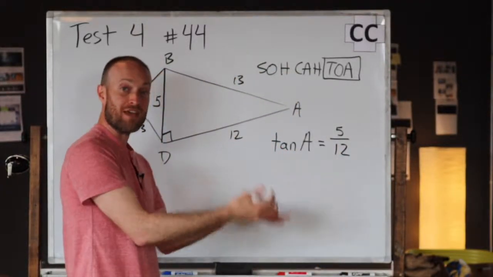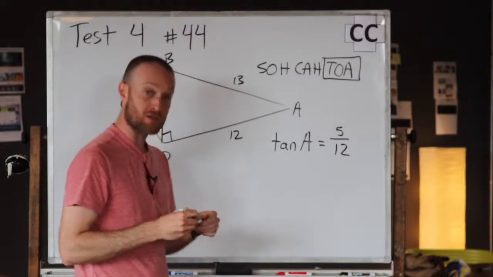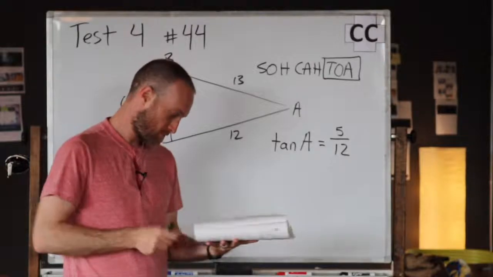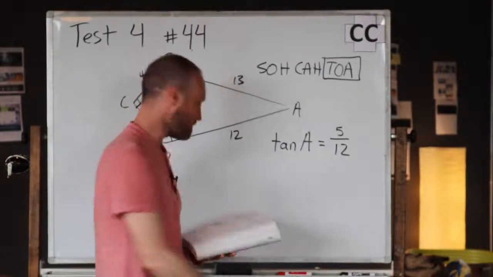So the tangent of A is 5 over 12, which, let's look at the answer choices. Let's see if that worked. Looks like G is your answer.